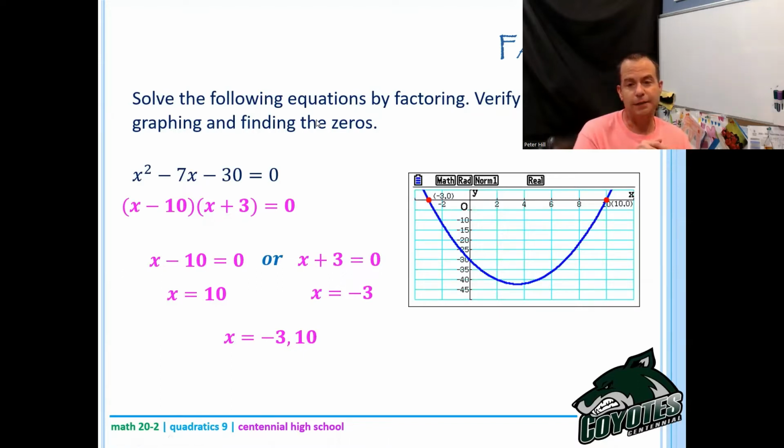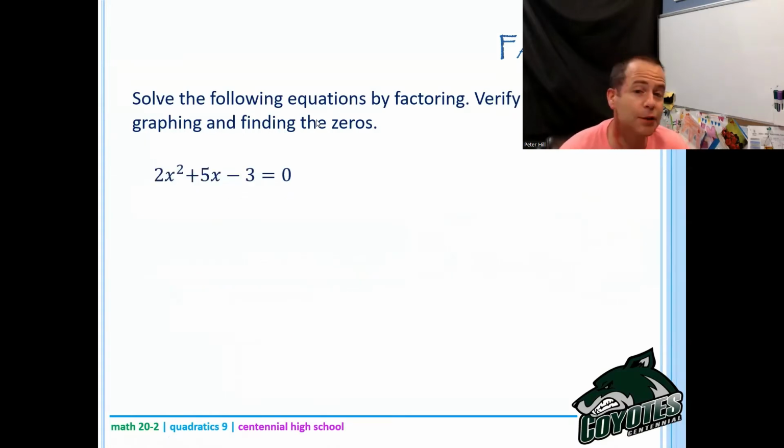Okay, 2x squared plus 5x minus 3 equals 0 is the next one. Again, I'm looking for two numbers that multiply together to give me negative 6 this time, 2 times negative 3, and add together to give me 5. So I go through my factors of 6, so 1 and 6, 2 and 3.